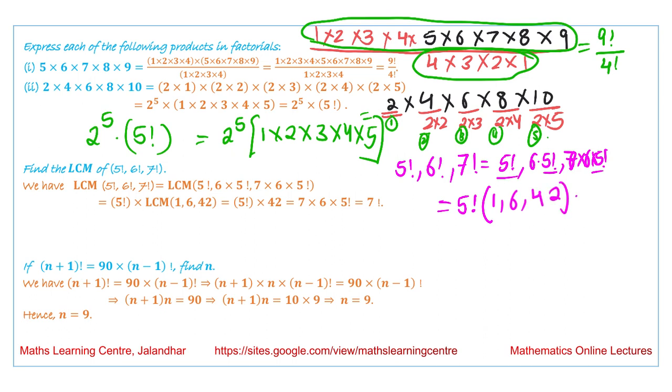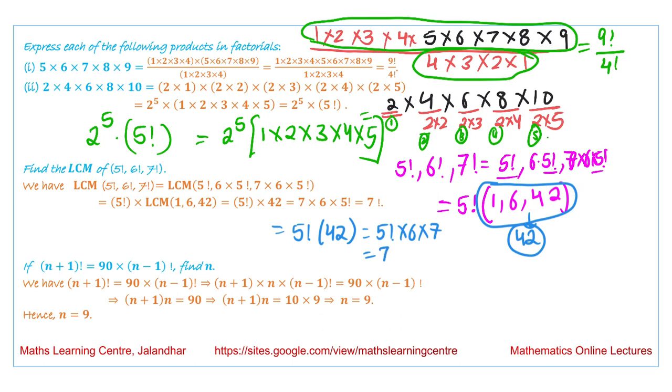Now we are talking about the LCM of these three terms, and the LCM of these three terms will be 42. So the answer we obtain is 5 factorial into 42. We can write it as 5 factorial into 6 into 7. So the answer we have is equal to 7 factorial.